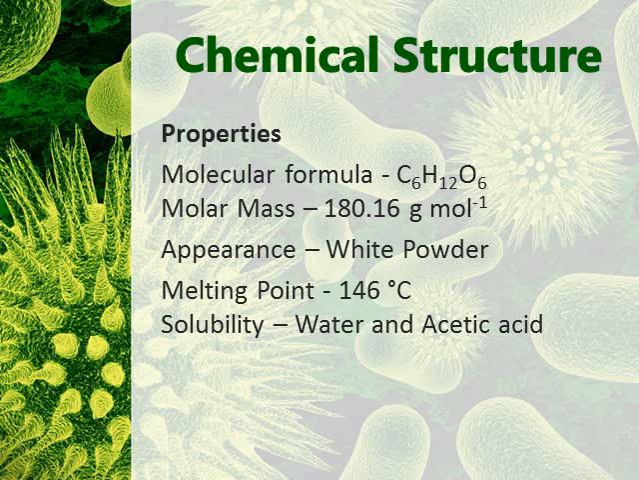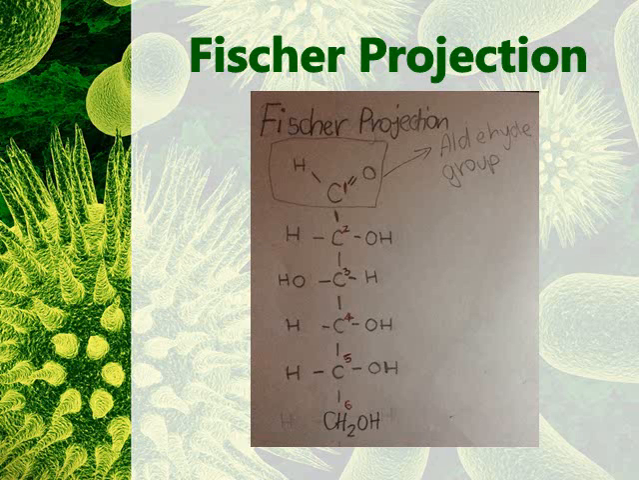the human body. The molecular weight of D-glucose is 180.16 grams per mole, with a density of 1.5 grams per centimeter cubed, and has a boiling point of 146 degrees Celsius, becoming soluble in only water and acetic acid.